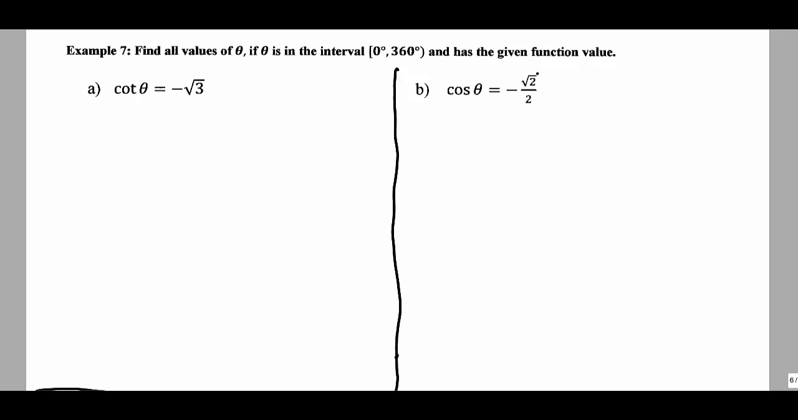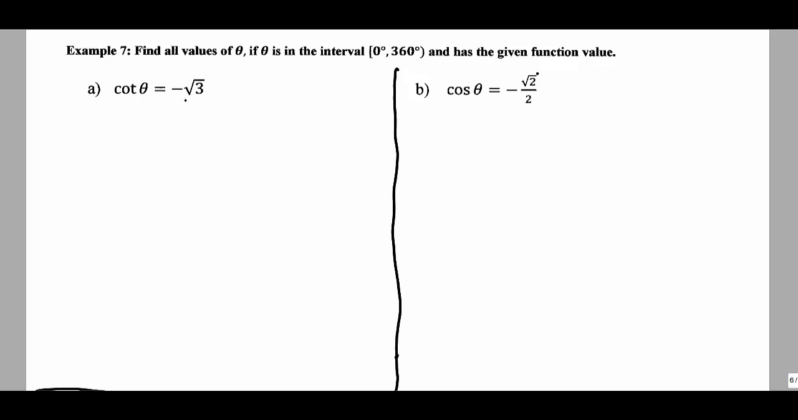In this example, we are asked to find values of theta if theta is in the interval from 0 degrees to 360 degrees. And we are actually looking for the angle this time given the function value. So in part A, we are given that cotangent of some angle is equal to negative the square root of 3. We're going to use the function definition to determine what angle between 0 and 360 actually has the cotangent value of negative square root of 3.